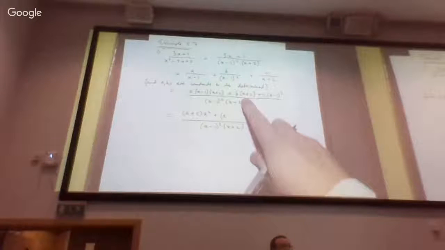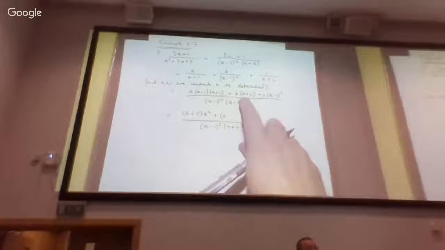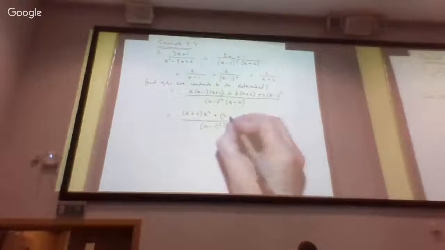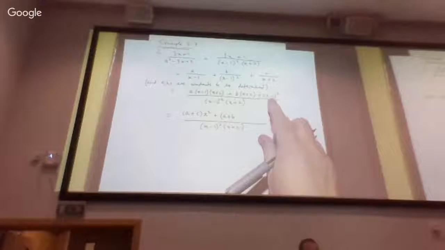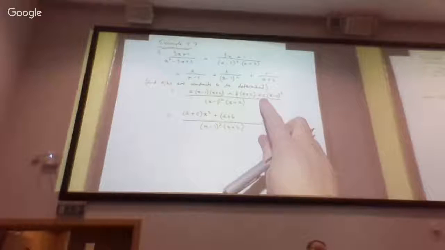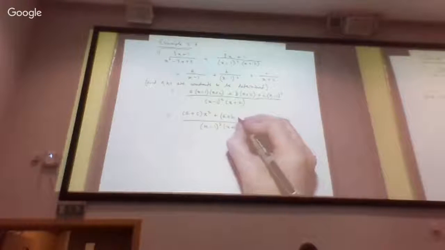Are there any x's coming from the middle term? Yeah, there's a b times x. Are there any x's here? Yeah, there's a minus 2 times x, which then gets multiplied by c. So it's a minus 2c x.